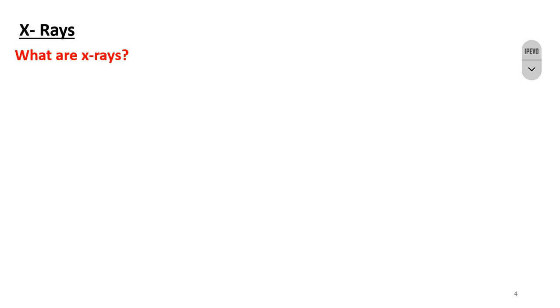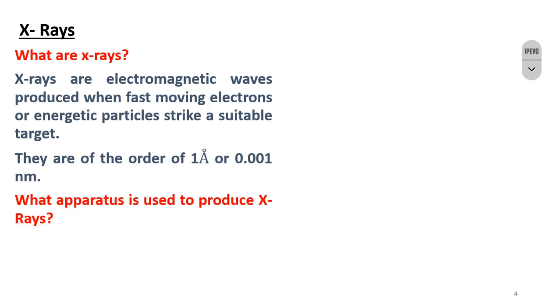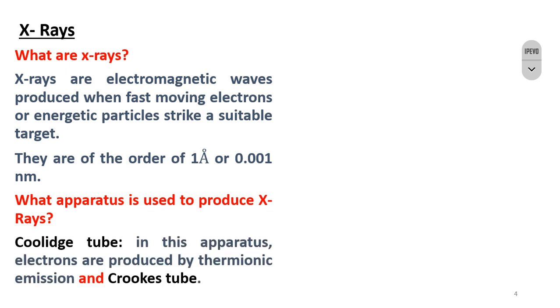What are X-rays? X-rays are electromagnetic waves produced when fast-moving electrons or energetic particles strike a suitable target. They are of the order of 1 angstrom or 0.01 nanometer. What apparatus is used to produce X-ray? We can use the Coolidge tube or we can use the Crookes tube.